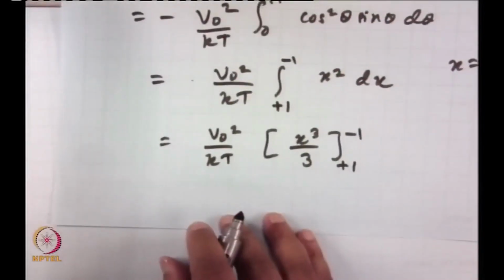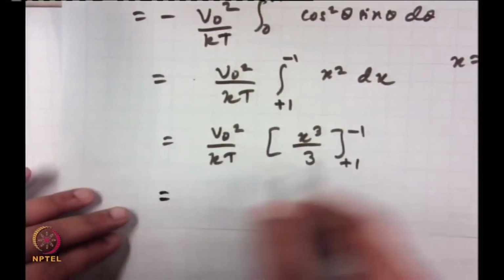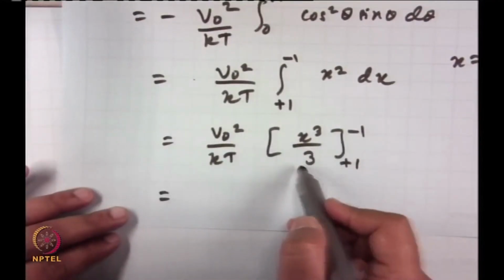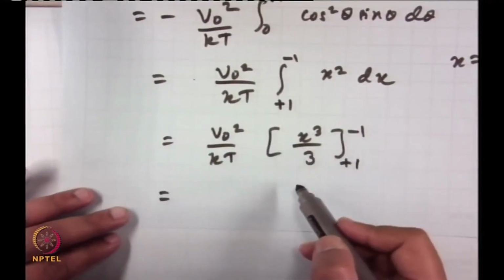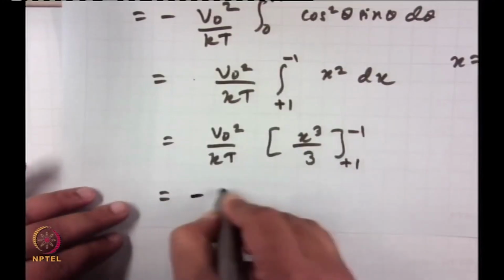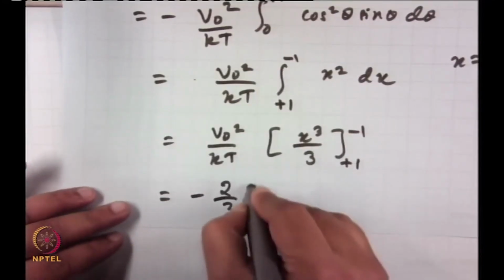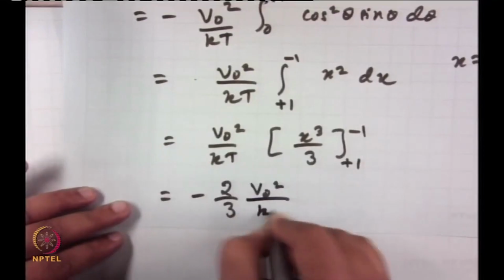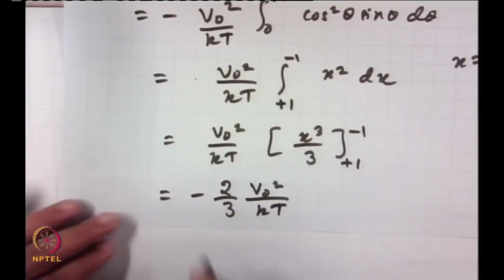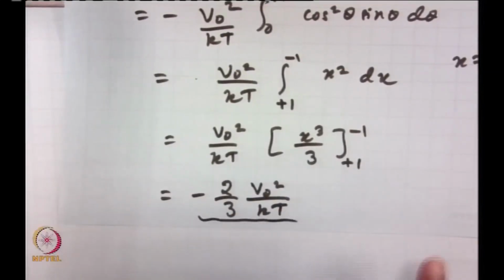What are you going to get? Tell me. This is minus 1 by 3, minus 1 by 3 again anyway. So I would be getting minus 2 by 3 V0 squared over kT. Okay. You should be feeling happy now.